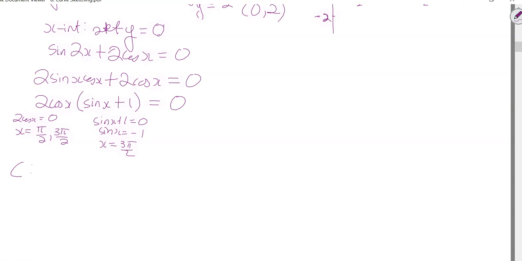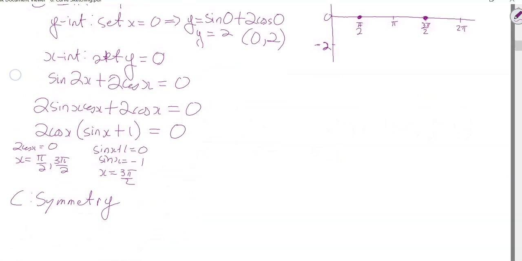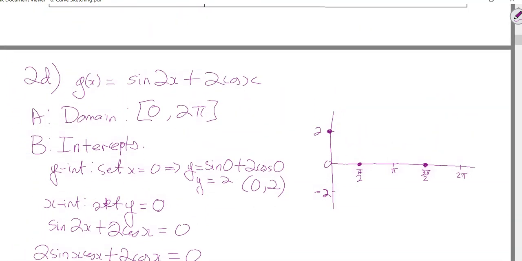C. Let's see. Symmetry. So there actually is symmetry here, and it's a type of symmetry we haven't looked at, but it'll happen in trig functions. And that is that we could say the function, which is g of x, not one, g of x. So that function, you notice, what do we got? We got sine 2x and 2 cos x. So sine 2x, the period of that is pi, and then 2 cos x, period of that's 2 pi. So the period of the whole thing is going to end up being 2 pi.